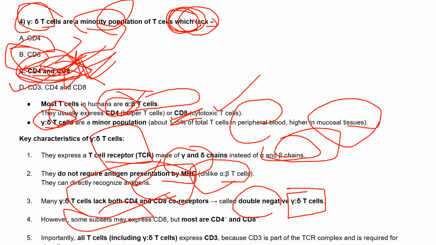One more thing: if they don't have the CD4 and CD8, then what receptors are present? In the case of gamma delta T cells, they have another receptor, that is CD3. They express this CD3, which is a part of the TCR complex, and that is required for antigen recognition. So, because of the presence of the CD3 receptors, they directly bind to that antigen, and they can start their reaction without any MHC recognition. Right.